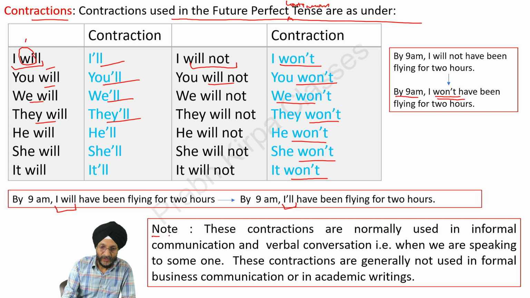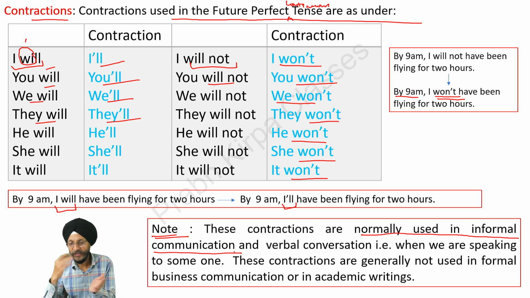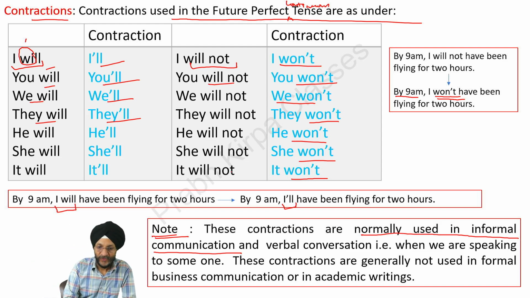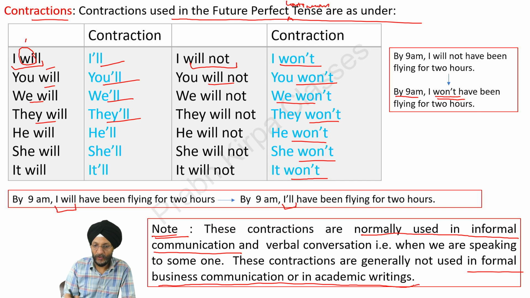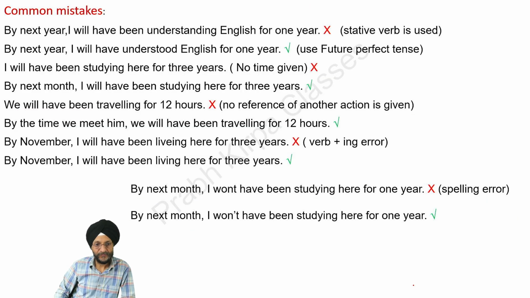Note that these contractions are normally used in informal communication. That is, when we are writing a letter to our friend or to our relative, or we can use these contractions when we are making verbal conversation. That is, we are speaking with someone on telephone, mobile, etc. These contractions are generally not used in formal business communication or in academic writings.